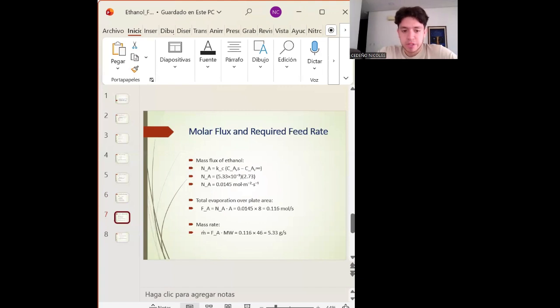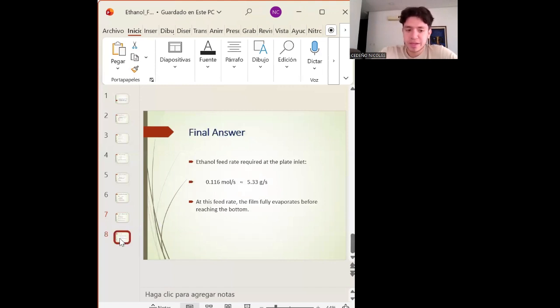Finally, to find the evaporation rate, we multiply this flux by the plate area of 8 square meters. That gives us roughly 0.116 moles of ethanol per second, which is about 5.3 grams of ethanol per second. So in other words, if we supply ethanol at the rate of 0.116 moles per second at the top, it will all evaporate before it reaches the bottom of the plate.